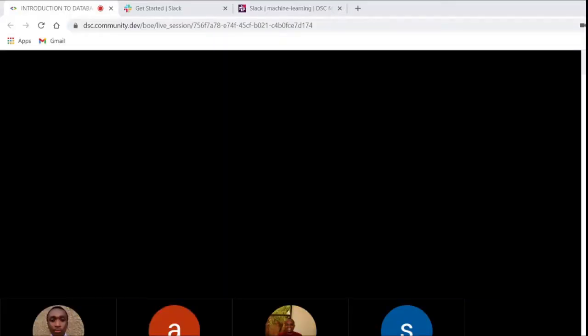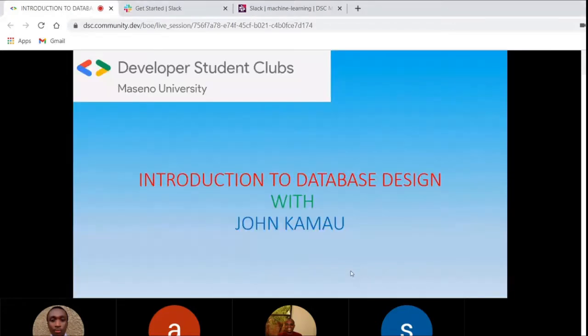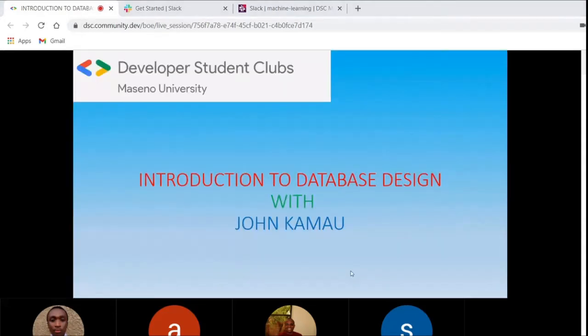Today we are looking at introduction to database design. So the first question would be, what's a database? Yeah, so I won't give a textbook answer, but a database is a place where we store our data. It's that simple. A place we store our data, that's what I would call a database.